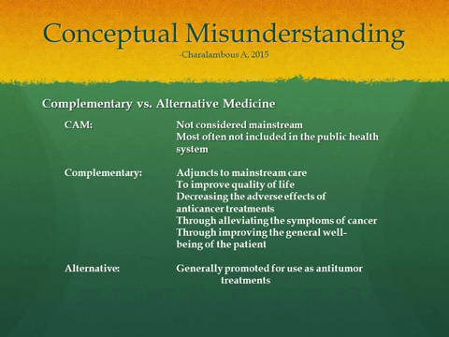But dividing it to the conceptual misunderstanding, complementary is an adjunct to mainstream care to improve the quality of life, decreasing the adverse effects of anti-cancer treatments through alleviating the symptoms of cancer, through improving the general well-being of the patient. Whereas alternative medicine is generally promoted and used as a term when we talk about agents that are not approved, that are used as anti-tumor treatments themselves.